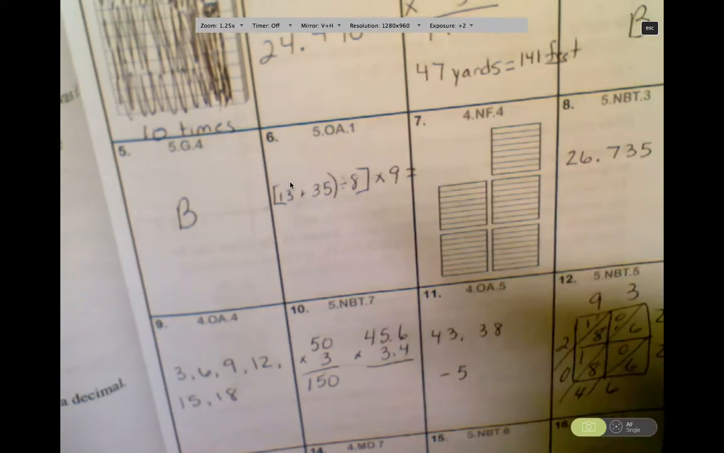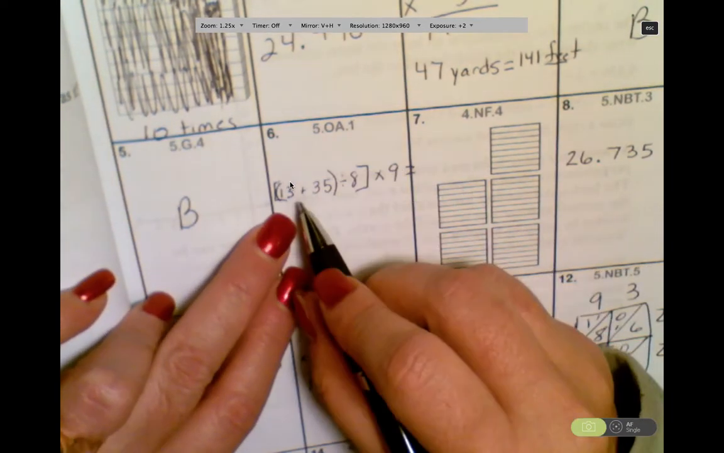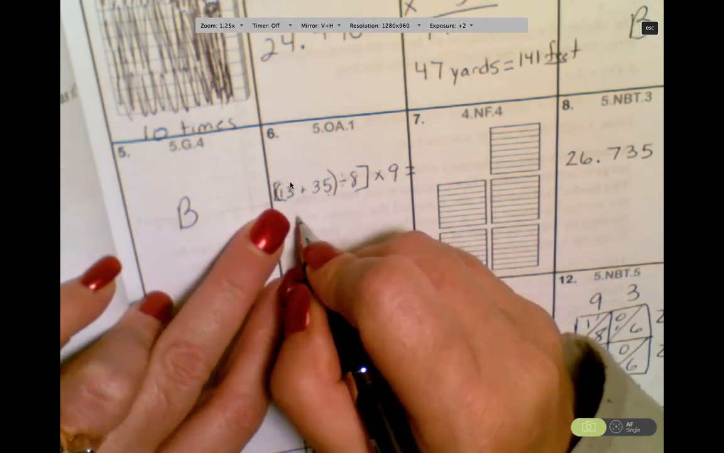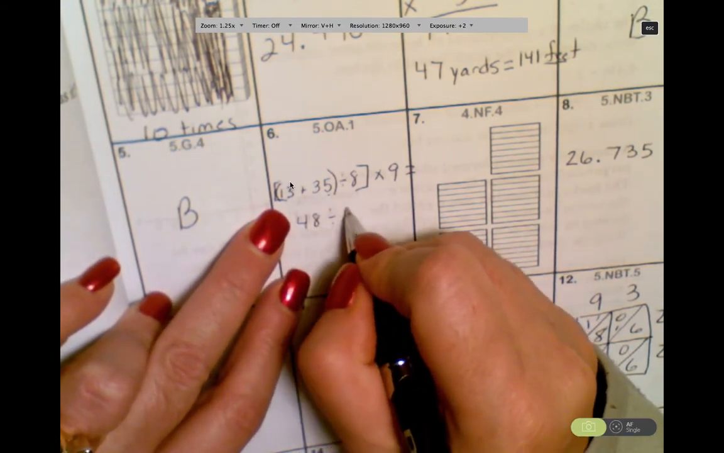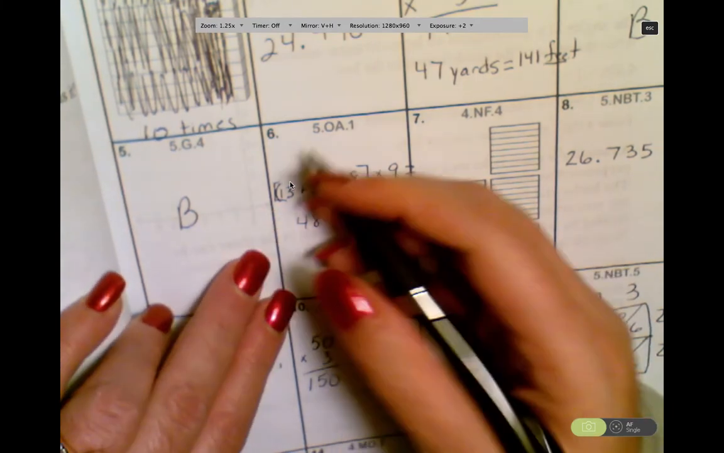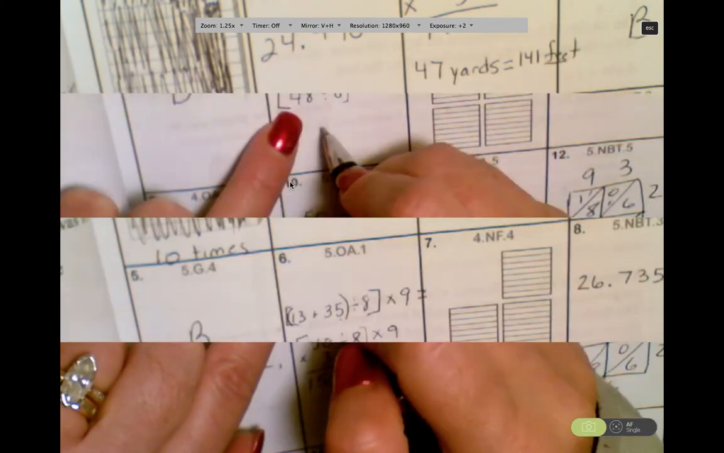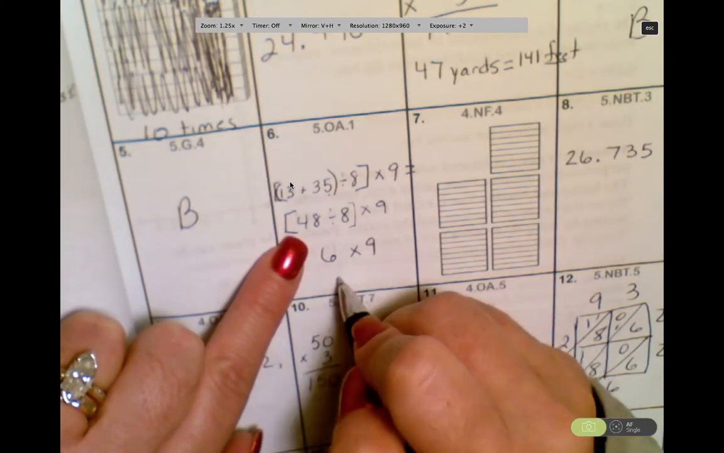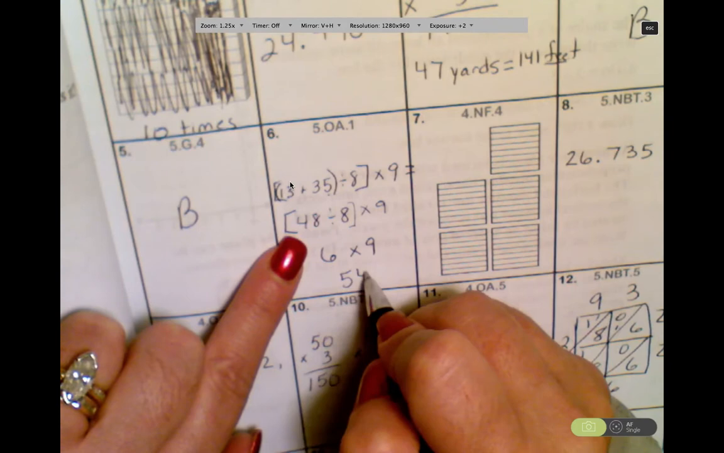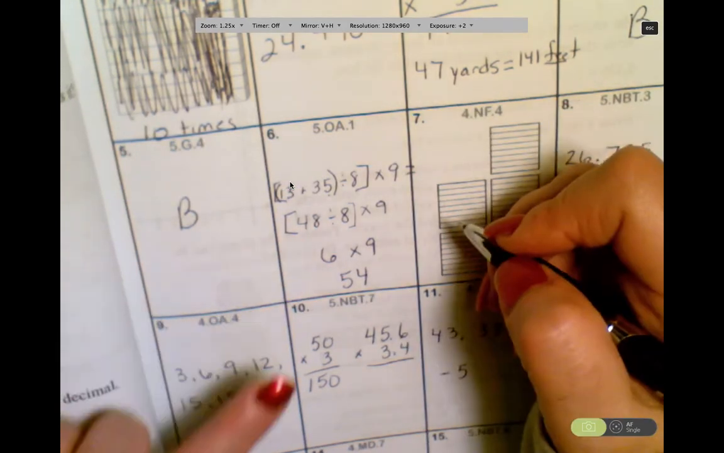All right, number 6. We have to do what's in parentheses first. Okay, so 13, whoops, this should be in parentheses, plus 35 is 48, divided by 8 times 9. This is still in brackets, so I have to solve that first. 48 divided by 8 is 6, and then times 9, and that is 54. Excellent.